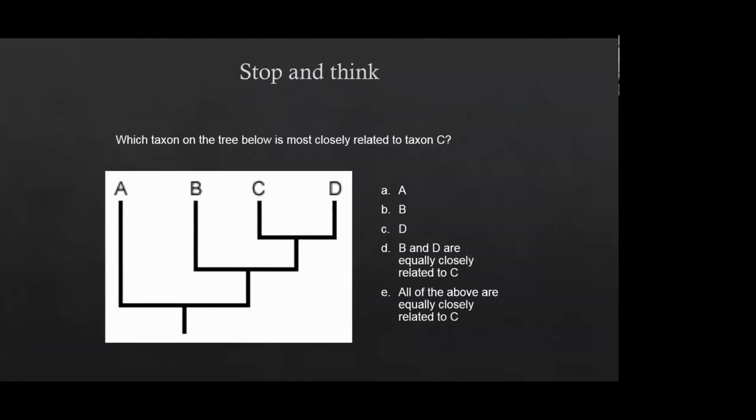All right, so let's just do one more of these. Which is most closely related to C? Is it A, B, or B and D are equally closely related to C, or all of them are equally closely related to C? This is tricky. Well, I'll say it's tricky in the way that multiple choices are tricky. I would say actually this is not that tricky of a question, but the way the multiple choice answers make you think it might be tricky makes it tricky.